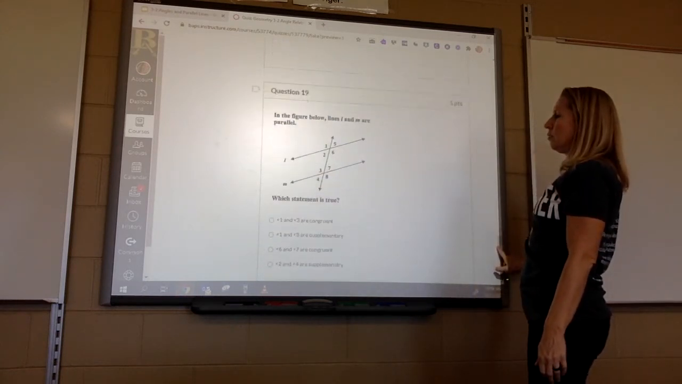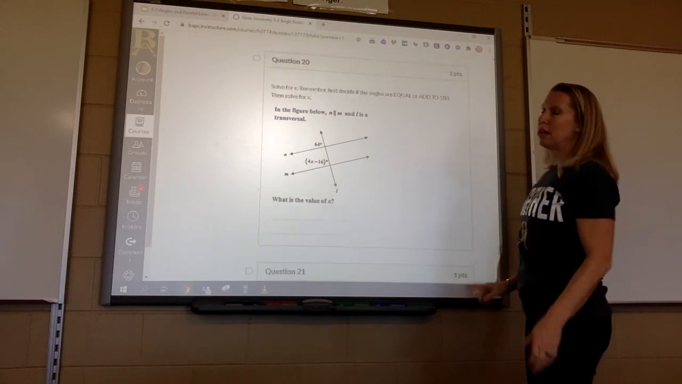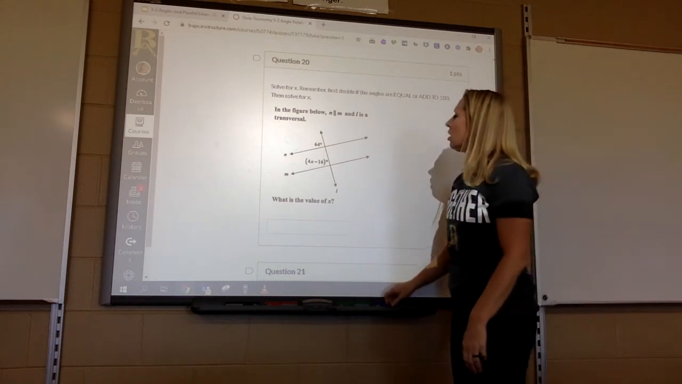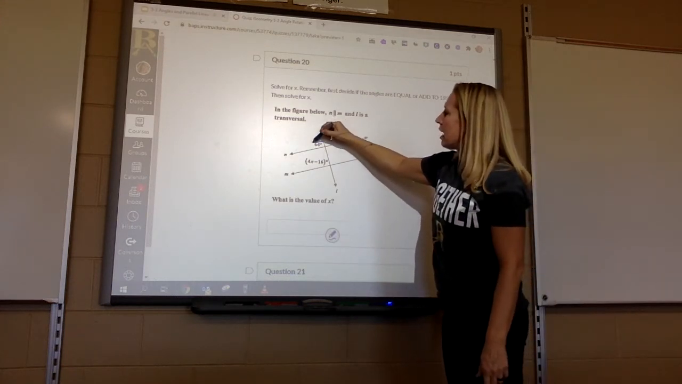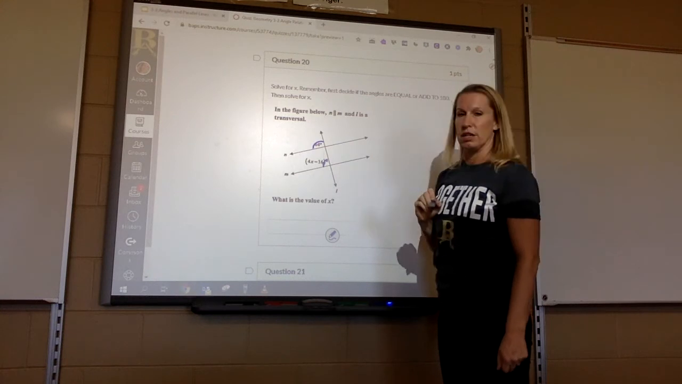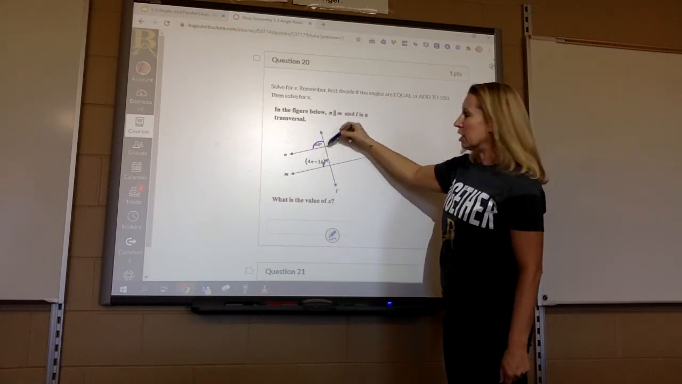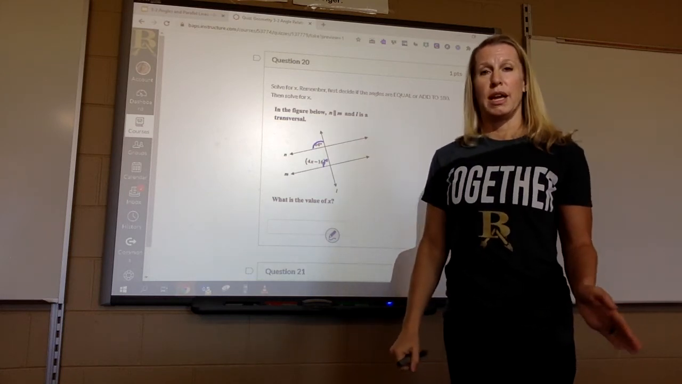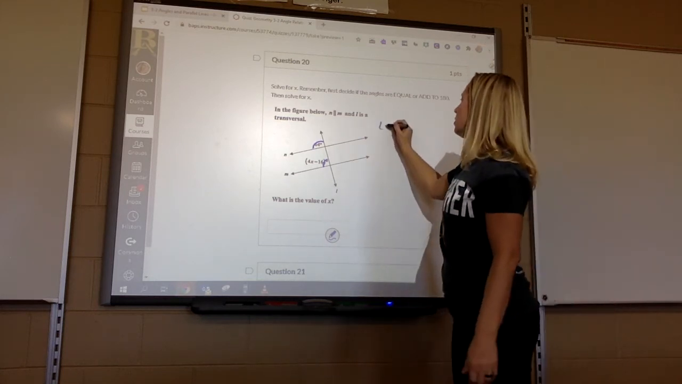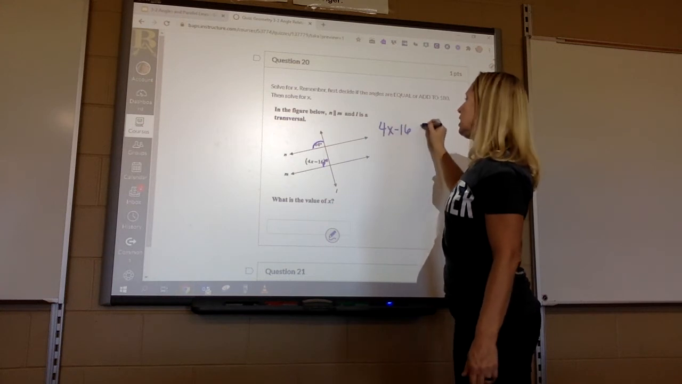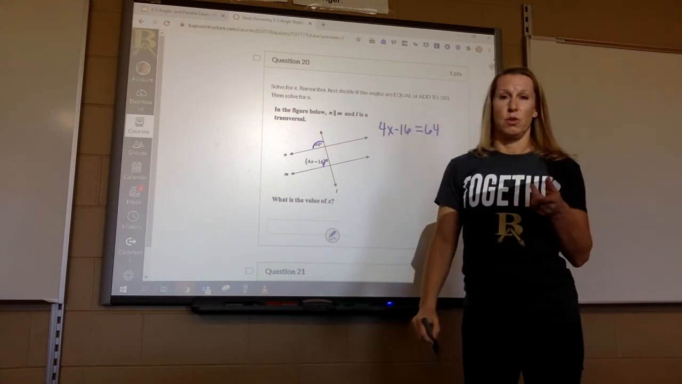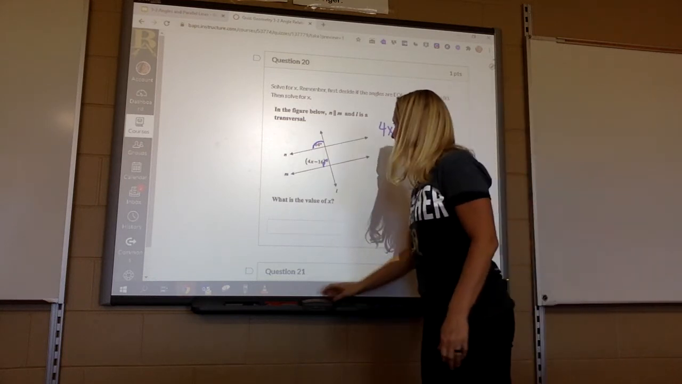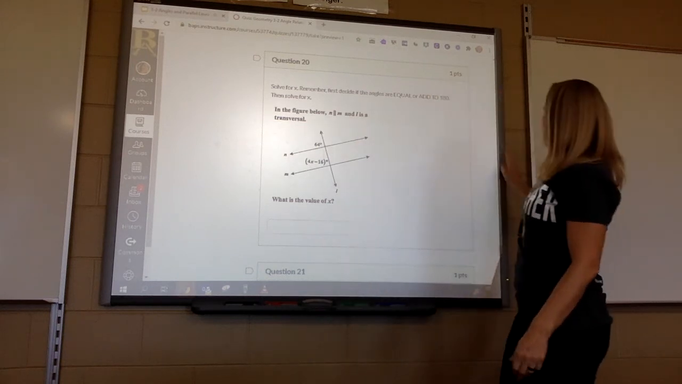You will have a little bit of algebra. Look at number 20. So I will help you set up these algebra ones, but you're going to have to solve it. So notice this angle is exterior, this angle is interior. One exterior, one interior jumps over that angle. Those are corresponding angles, and corresponding angles equal each other. So I would do 4x minus 16 equals 64, and then you have to solve for x. So you would add the 16 and divide by 4.